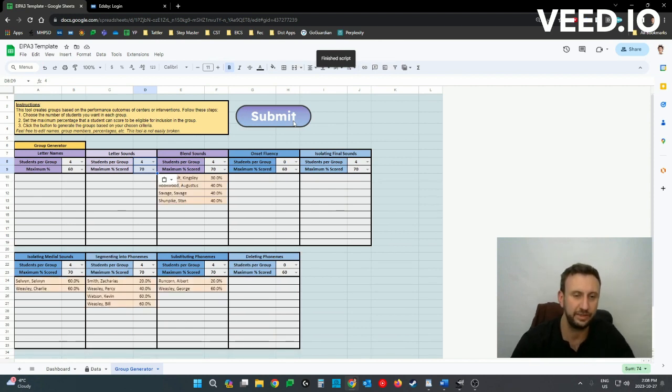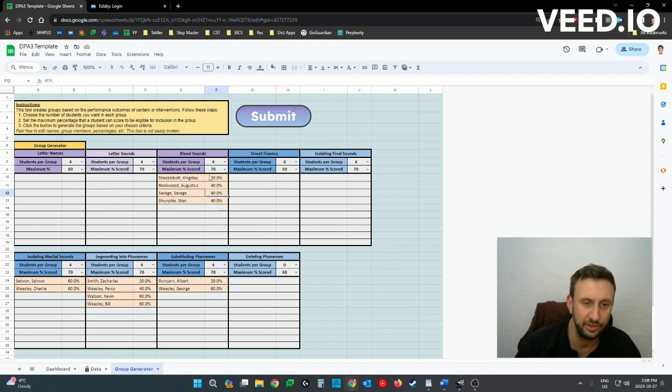So what we can see is that in this scenario, we don't have any students that are under 70% on letter sounds. We do have 4 for blend sounds, 2 for medial sounds, 4 for segmenting into phonemes, and 2 for substituting. Hopefully you can use this and find it useful in your day-to-day practice in splitting up kids into what they need to work on.